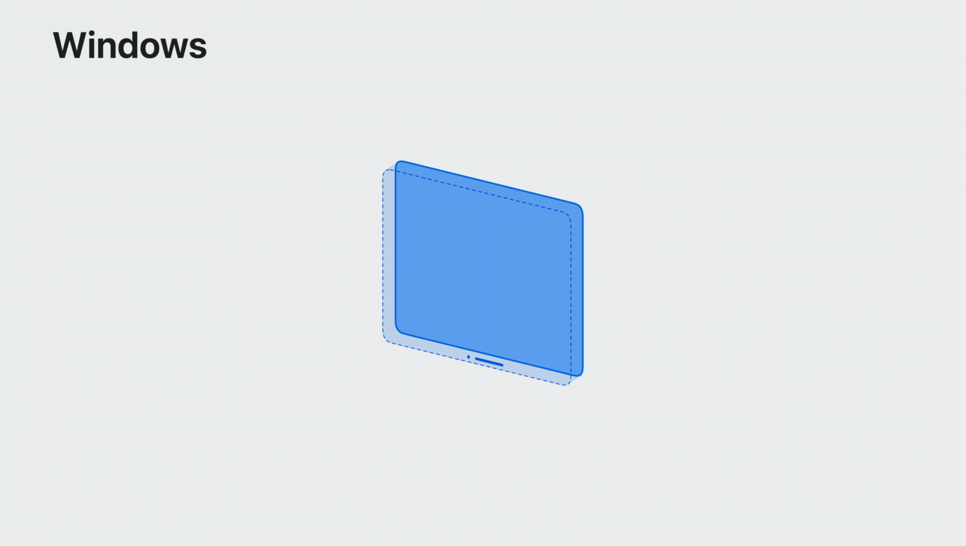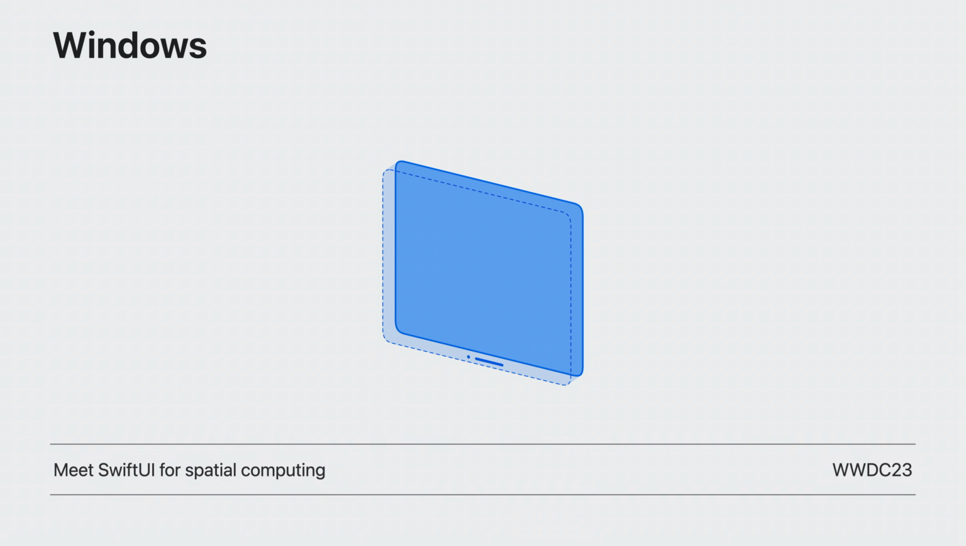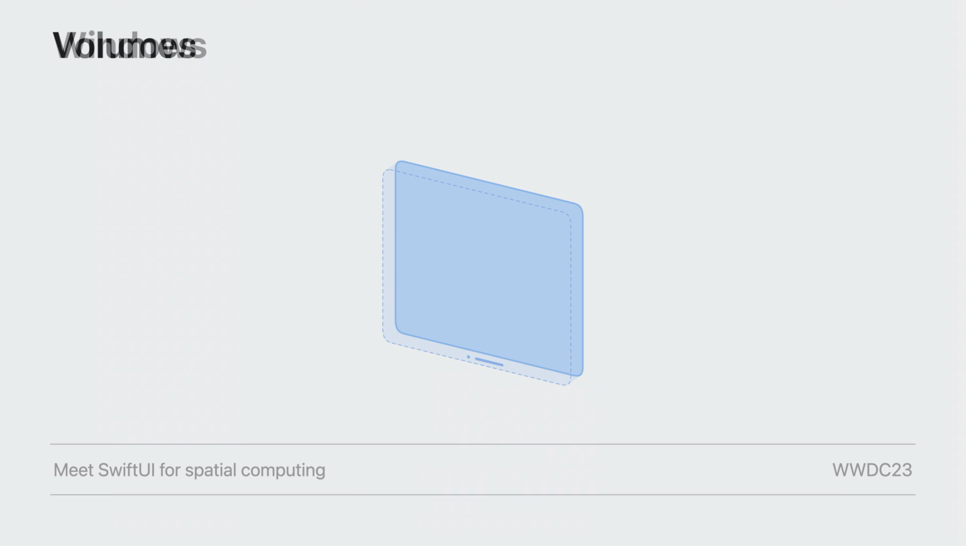Windows are designed to present content that is primarily two-dimensional. They can be resized in their planar dimensions, but their depth is fixed. Windows will generally be shown alongside other running apps. You can learn more specifics about the window scene type, along with additions and changes to SwiftUI, in this session, Meet SwiftUI for Spatial Computing.